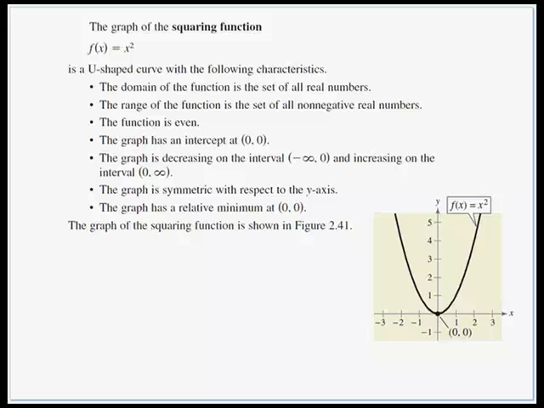It's symmetric about the y-axis. Here's the y-axis. If I pick a point over here, negative 2, 4, I can look at the reflection of that on the other side of the y-axis, and there is positive 2, 4. If we put in a negative or a positive 2, it doesn't matter. The output is always positive, and here it's the same, positive 4.